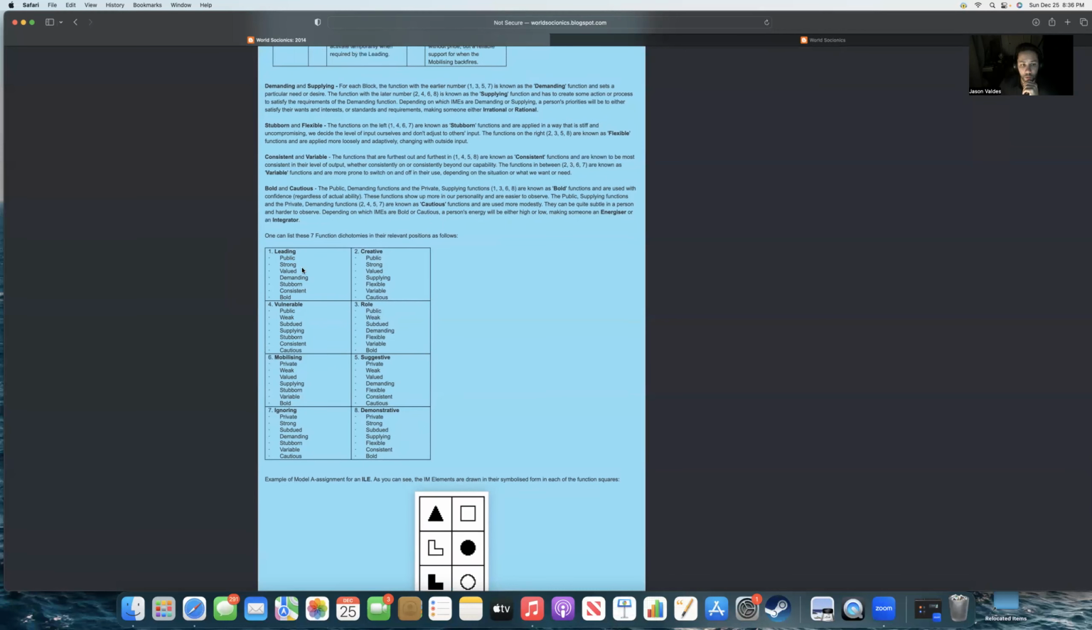Okay. Leading function, it's going to be consistent. It's always there. Everything seems to revolve around it. It just never seems to go away. Everything is working in favor of that dominant function. So it's single-handedly the most important function you've got, right?